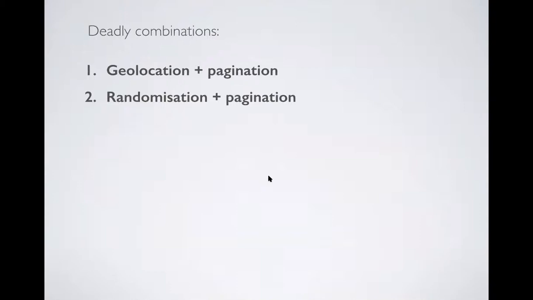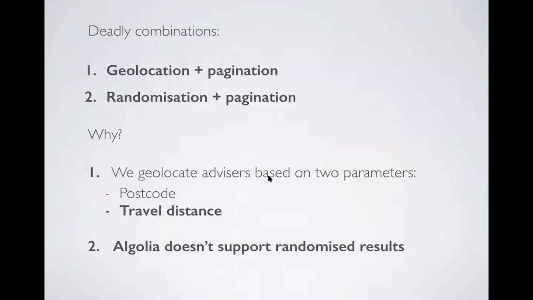That's quite a problem, and I will show you in a second why. Sorry, it was too quick. Why? Because for the geolocation plus pagination, you basically need to geolocate advisors based on two parameters. One is the postcode, which is the easiest one. The second one is the travel distance. Now, we haven't spent time really explaining this problem, sorry, but somehow you cannot do this in Algolia.